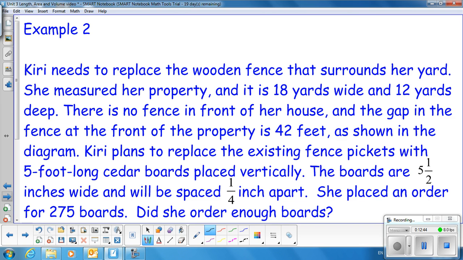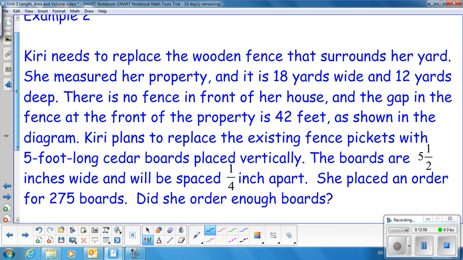Carrie needs to replace the wooden fence that surrounds her yard. She measured her property, and it is 18 yards wide and 12 yards deep. There's no fence in front of her house, and the gap in the fence at the front of the property is 42 feet, as shown in our diagram.